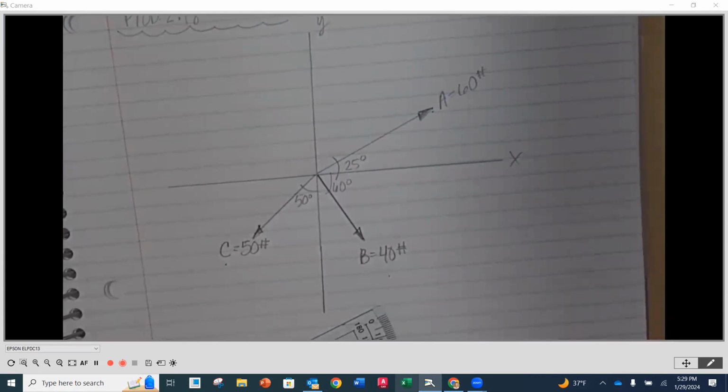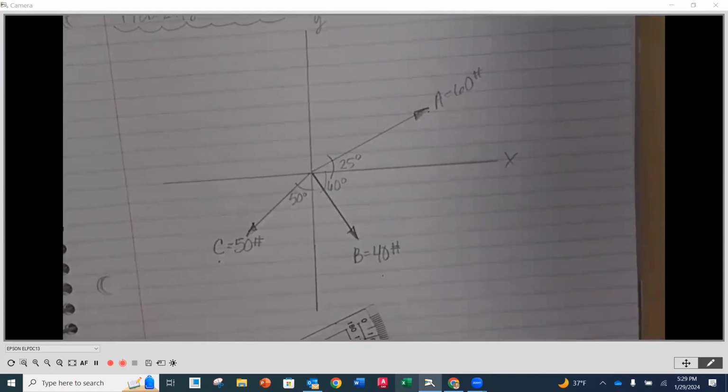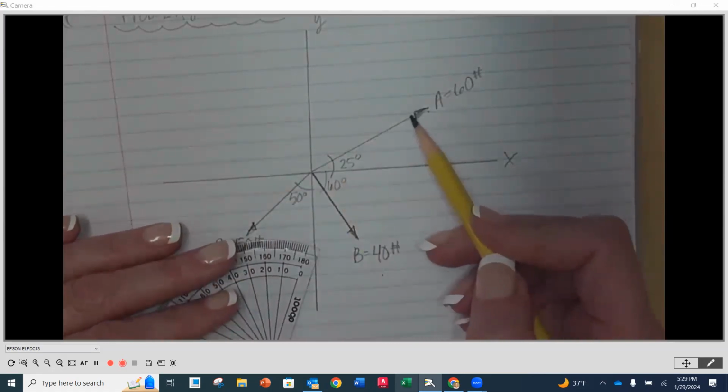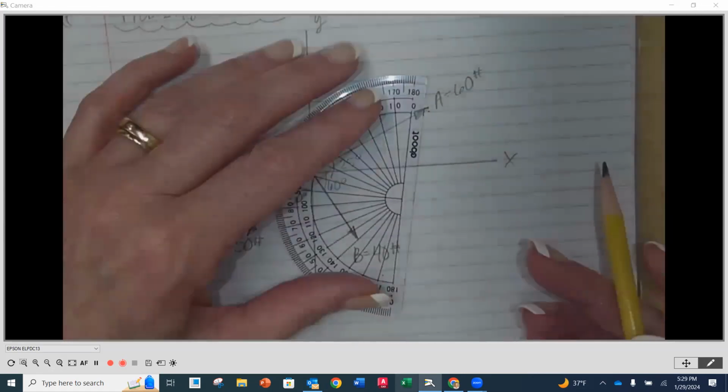Now that I have each one of these drawn in here, don't try to make this super small, because now when I add my components, it's going to start to get really busy. So to add each one of my components, I'm going to have components for any force that does not land on the X or Y axis. So I'm going to start with my A. This does not land on the X or Y axis. It's tipped up from it 25 degrees.